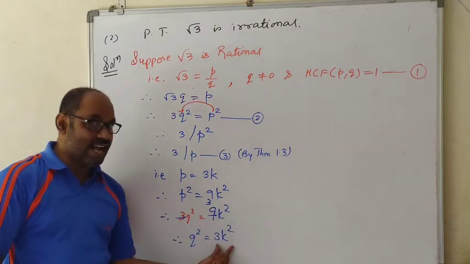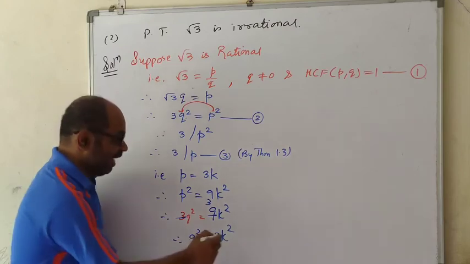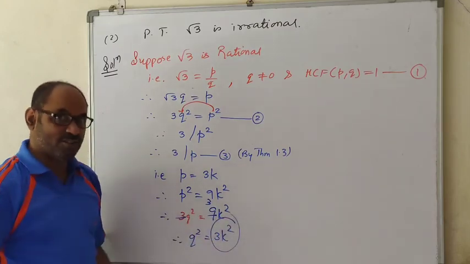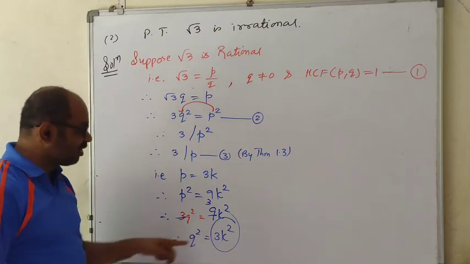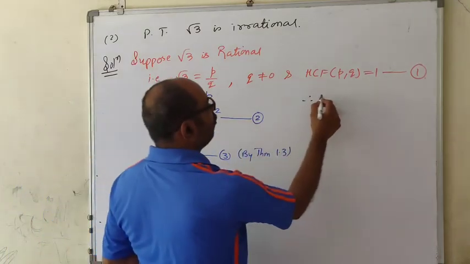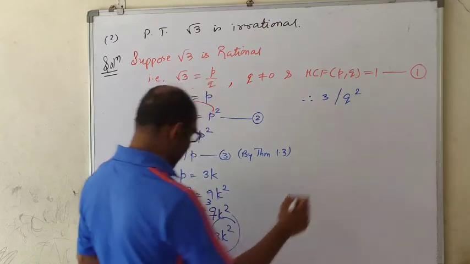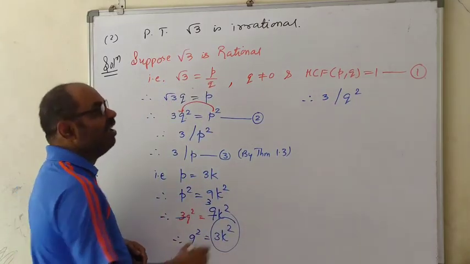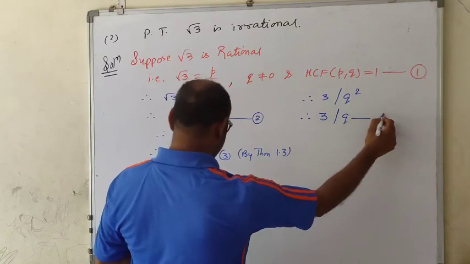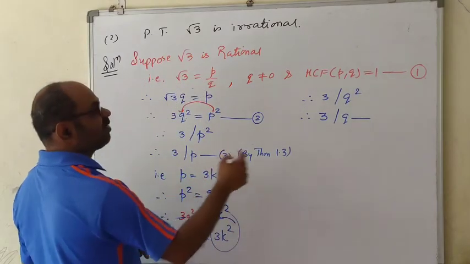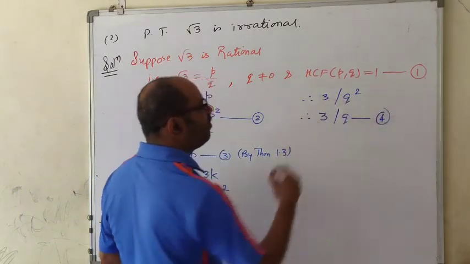Now see on the right hand side, 3K square. That means this is a multiple of 3. So Q square is a multiple of 3. So 3 divides Q square exactly. Therefore 3 divides Q square. Therefore 3 divides Q. Result number 3, and now it's result 4.